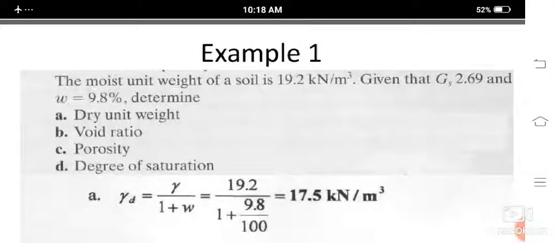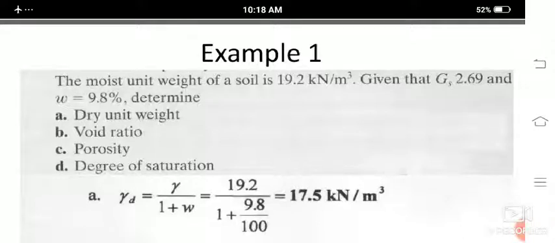If you take an example problem, in the question they are asking us to find the dry unit weight. They have given us the unit weight and even the specific gravity and unit weight of water, and they asked us to determine the dry unit weight, void ratio, porosity and degree of saturation.